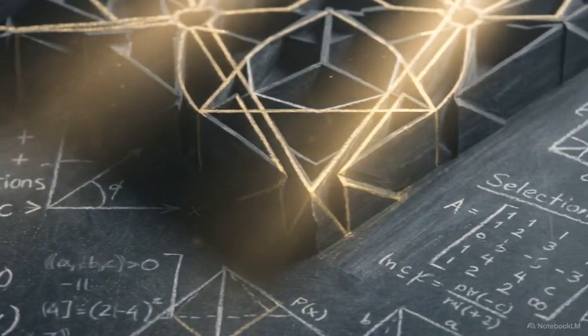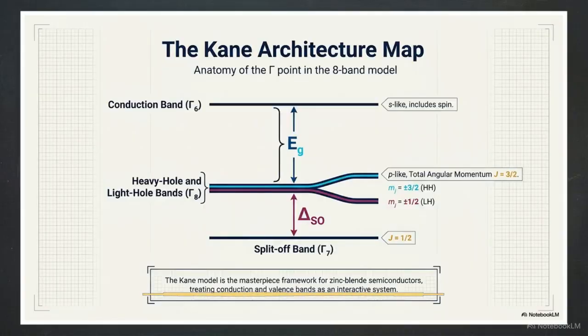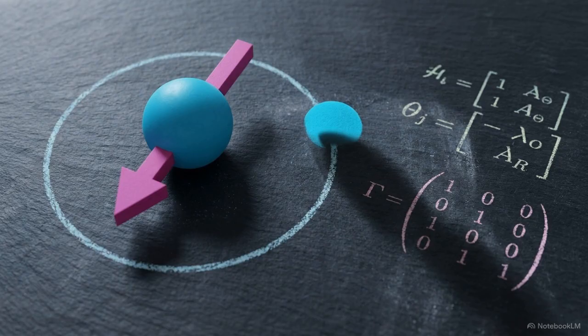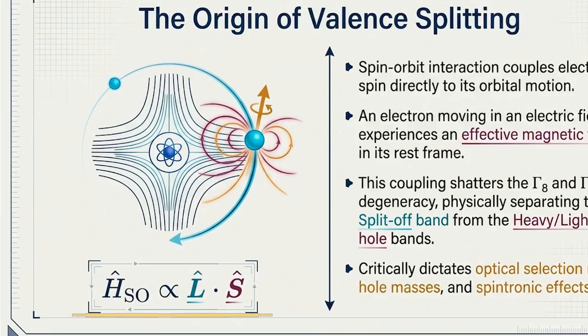For actual zinc-blende semiconductors, we move from the two-band model to the rigorous 8-band Kane architecture shown here, detailing the anatomy of the gamma point. This model incorporates a missing variable that is essential for accurate device physics: spin-orbit coupling. This interaction couples electron spin directly to its orbital motion, which significantly impacts the P-like valence states.